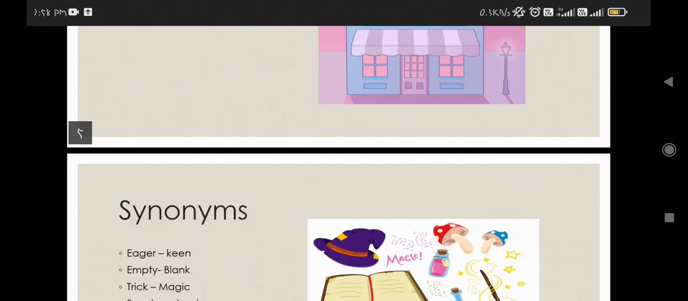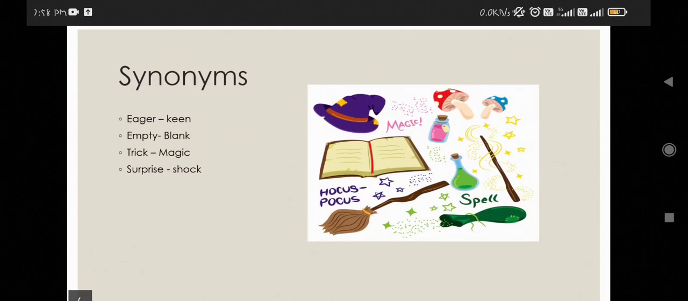The synonyms we get here are: eager means keen, empty means blank, trick means magic, and surprise means shock.